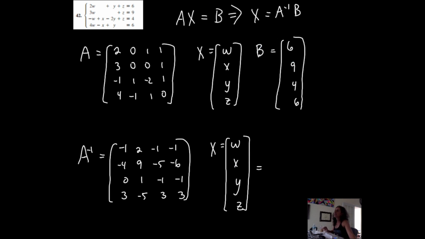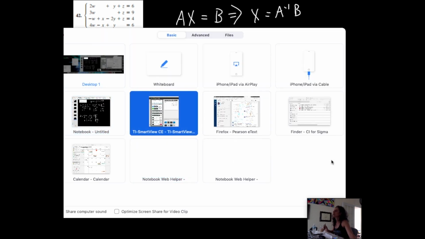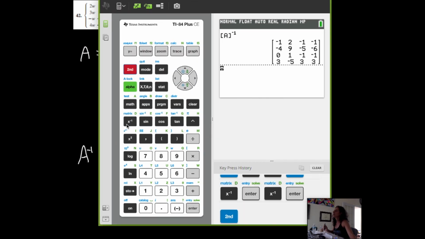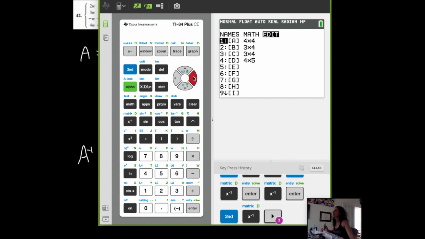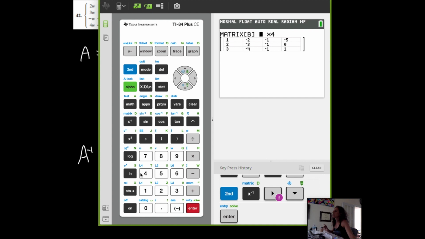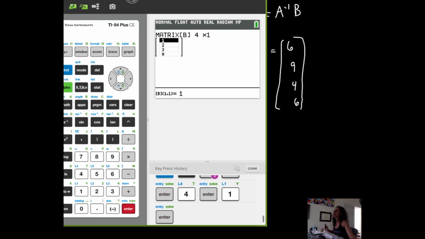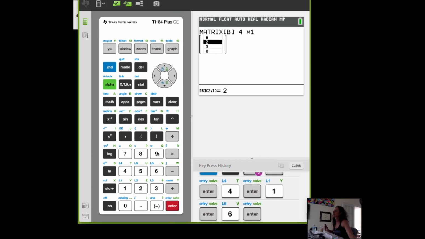So let's input B into my calculator, which is a 4 by 1 matrix. So let's go put it into matrix B. So second matrix, over to edit, and go to B, and let's put it in there. It's a 4 by 1 matrix. And matrix B was 6, 9, 4, 6.